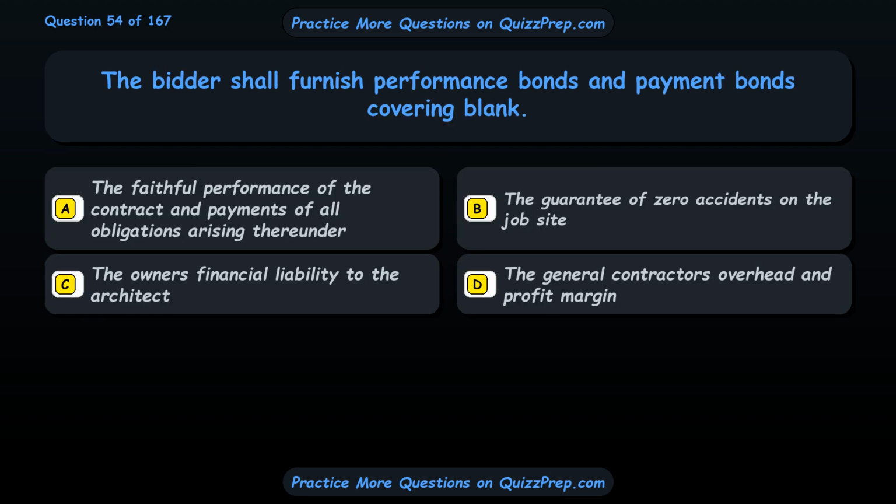Question 54. The bidder shall furnish performance bonds and payment bonds covering blank. Option A. The faithful performance of the contract and payments of all obligations arising thereunder. Option B. The guarantee of zero accidents on the job site. Option C. The owner's financial liability to the architect. Option D. The general contractor's overhead and profit margin.